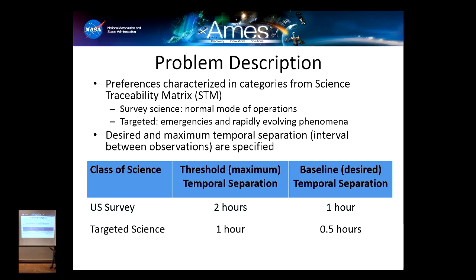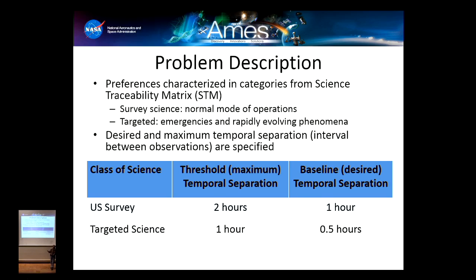And so what this matrix here is doing is it's capturing their sort of intuitive science requirements. So they had sort of a survey mode, and then they had a targeted science mode for exciting events and disasters like oil spills. But what you see here is that they said, well, we'll live with 2 hours separation, but if you can observe your scenes every hour, that's what we really want. And similarly, in the targeted science mode, we'd live with an hour, but we really want every half hour.